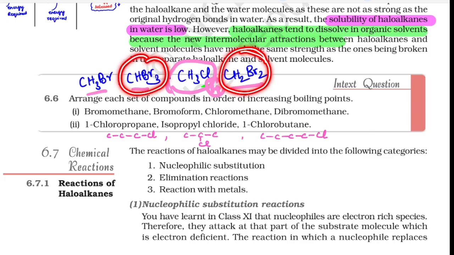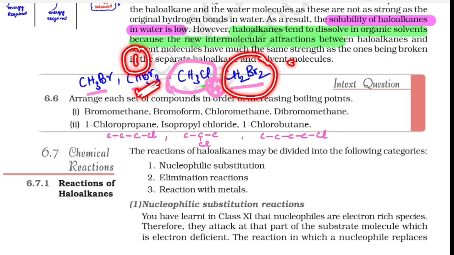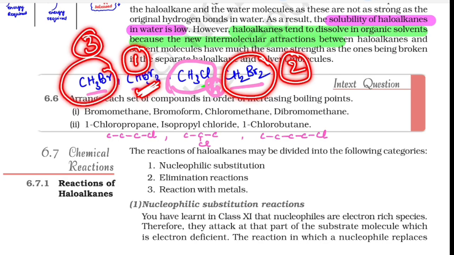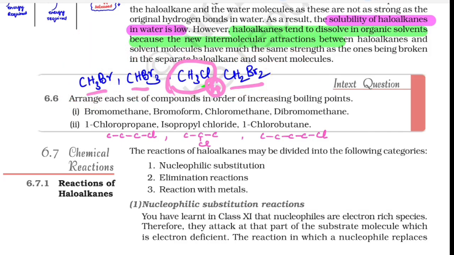This one, and this one. So here bromine atoms are more, so boiling point will be more because mass is more here. So this is number 1. And this, 2 bromine atoms, number 2. And here 1 bromine atom, number 3. Chlorine will be having less mass, number 4. So this is the order of boiling point.